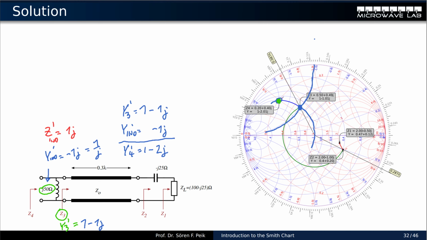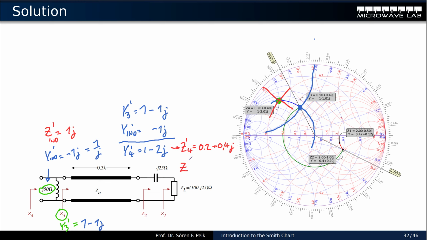So maybe in green here. So we are ending up at this point. Once we are at this point, we know our y value. We can convert this now back to my z value. My z value, z4 prime, is reading off the value on the red grid. The red grid is real part is 0.2. Imaginary part is 0.4j. So my normalized Z4 value is 0.2 plus 0.4j.